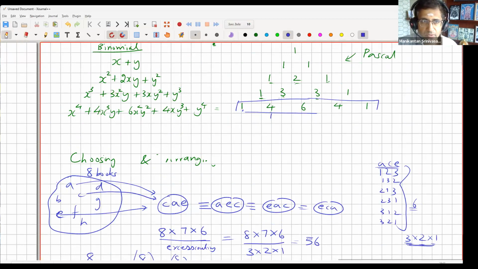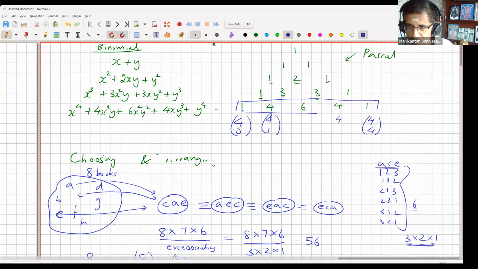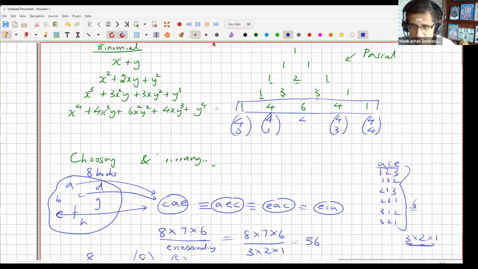Okay, so this number is 4 choose 0 and this number is 4 choose 4, which are both equal to 1. This number is 4 choose 1 and this number is 4 choose 3. And n choose 1 and n choose n minus 1 are both n. And this number is 4 choose 2. So it'll be a symmetric distribution.